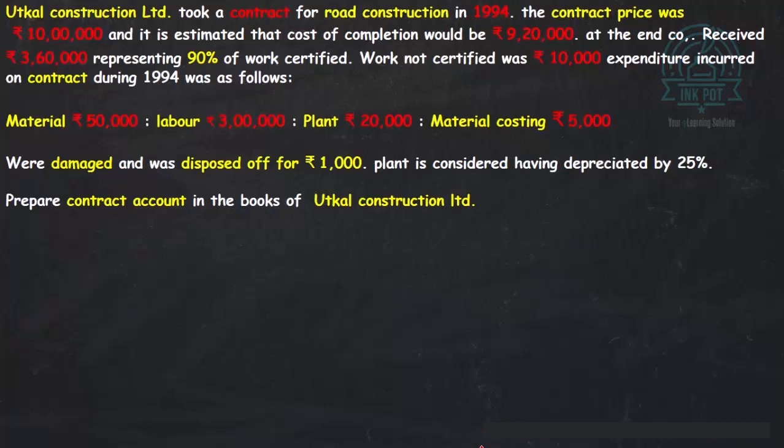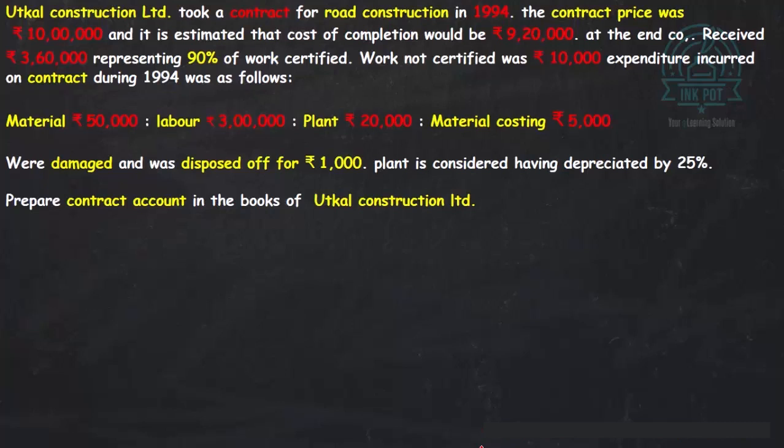Expenditure incurred on the contract during 1994 was as follows: material, labor, plant. Material costing 5,000 was damaged and disposed of for rupees 1,000. Plant is considered to have depreciation of 25%. Prepare the contract account. Now, how do we prepare the contract account?